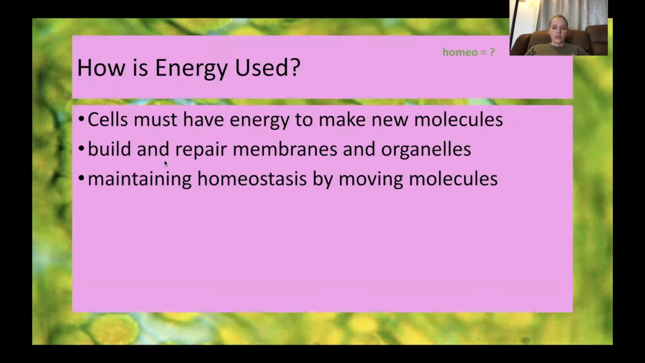So, energy is used in cells for a variety of reasons. These are just a few examples. Cells need energy to make new molecules like proteins and nucleic acids. Energy is used to build and repair membranes and other organelles once they've been damaged. And a lot of energy goes into maintaining homeostasis or balance in cells by moving molecules back and forth across membranes. Remember that homeostasis is really important for life because it allows cells and organisms to maintain their internal environment regardless of what's going on outside of the cell or organism.